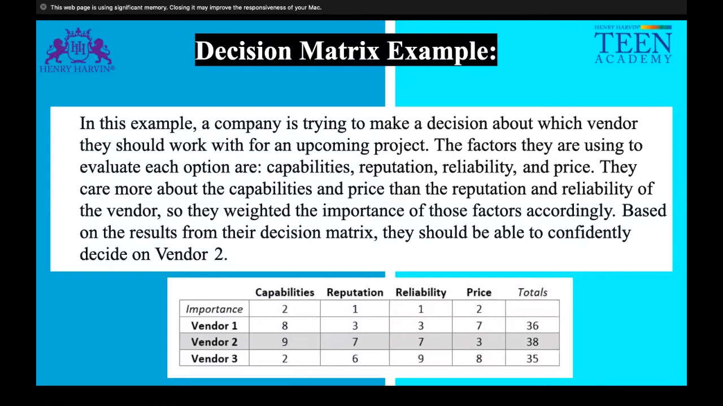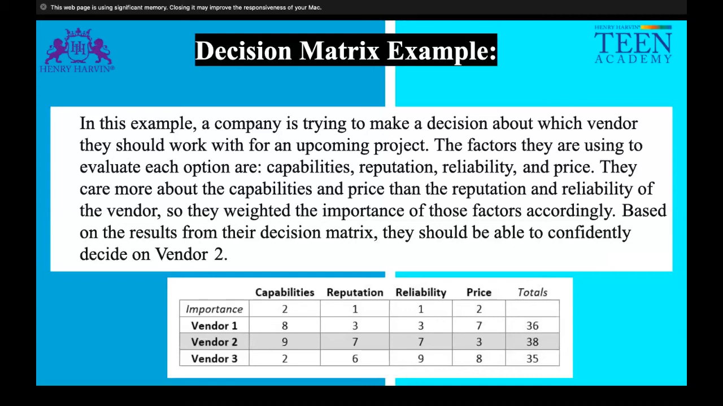Now, if I evaluate this complete table, do you see vendor 1 receives an 8 in capabilities? Which out of the 3, vendor 1, 2, and 3, receives the highest? Yes, it's vendor number 2 who receives a 9. Under reputation, we have the values 3, 7, and 6. Definitely, it's again vendor number 2 who has received the highest point value, that is 7.